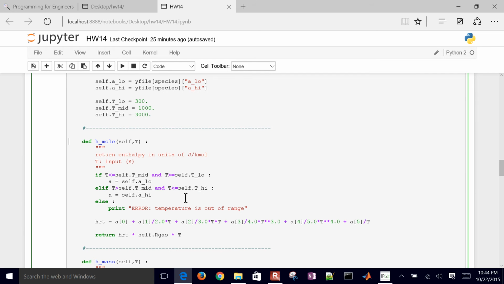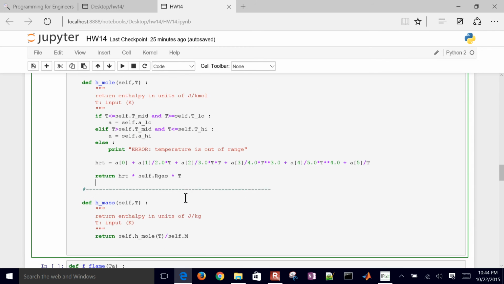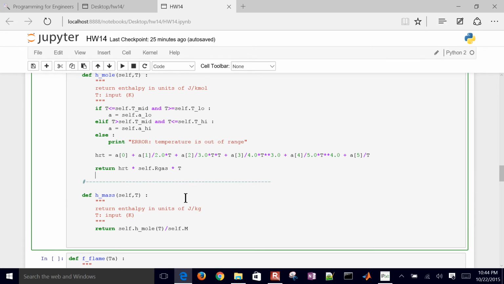Here is the units. This is enthalpy in units of joules per kilomole. Okay, and so there are your A values, and there is your correlation. So this function returns the enthalpy, and then here's the enthalpy in terms of the mass. Okay, so joules per kilogram. So we just divide by the molecular weight.